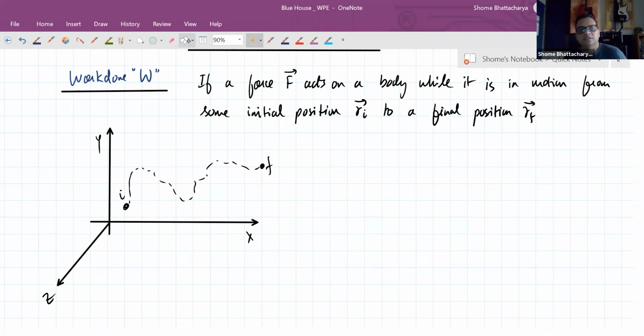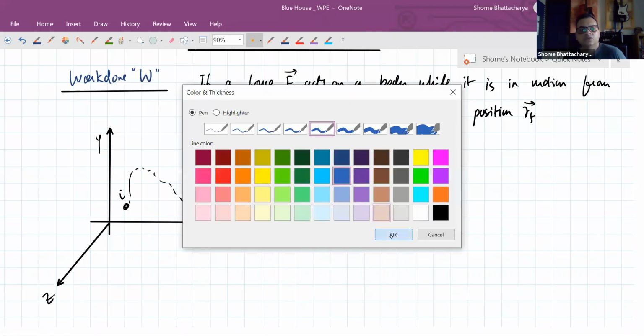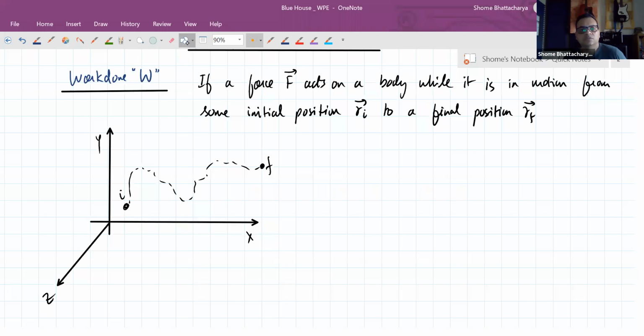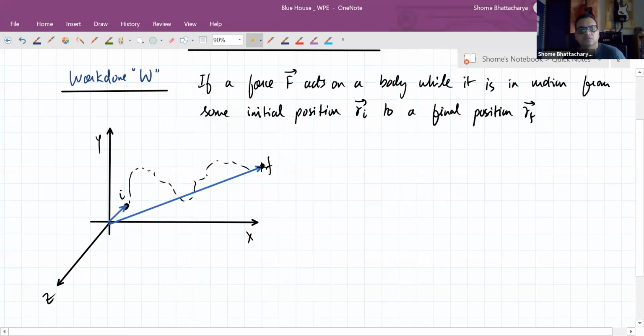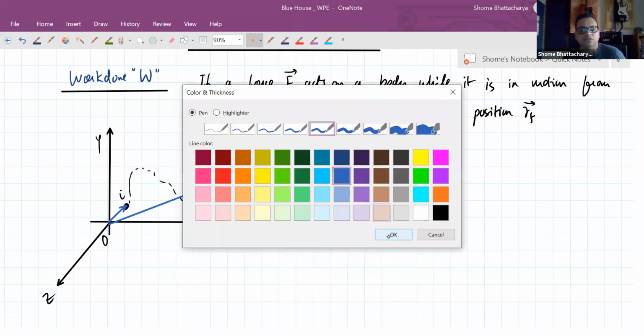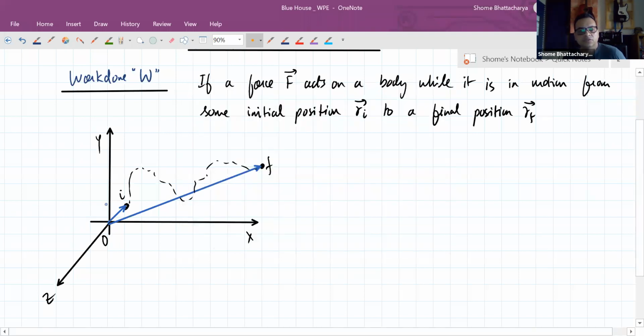As you know, in kinematics, we define the position vector as the vector joining the origin of our coordinate system with the point at which the particle is located. That is called the position vector. So here this is the initial position vector, and this is the final position vector.